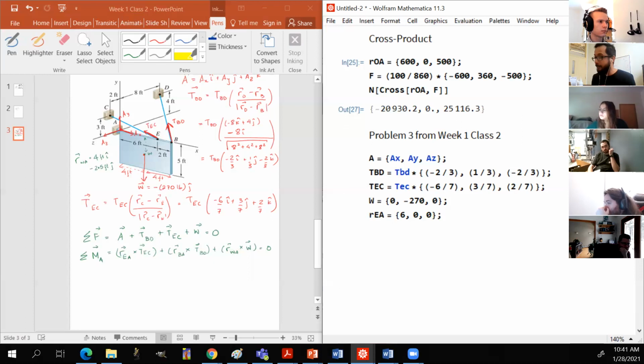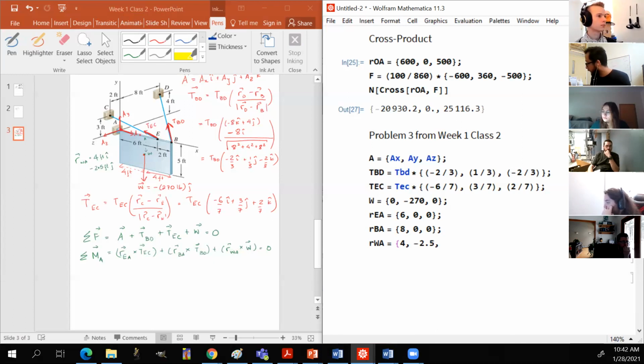All right, and then you have our DA, which is what? Which is just 8 feet in the positive X direction, right? So that's just going to be 8, 0, 0. Then we have our WA, which, what did we say it was? It was 4 feet in the I hat direction and minus 2.5 feet in the J hat direction, and nothing in the K, right? So that's our WA. And that's it. Now you're ready to solve.